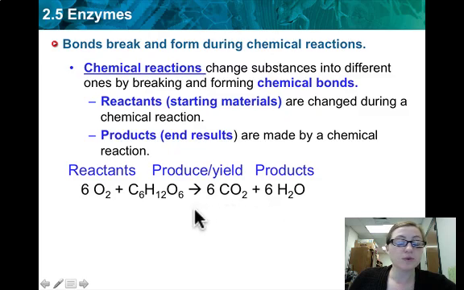Now, if you notice, we haven't made any new atoms or subtracted any atoms. You could count, and all of the atoms here are accounted for. So in a chemical reaction, what we're going to do is break the bonds that hold these molecules together, and rearrange them to produce new molecules. And those are going to be our products.